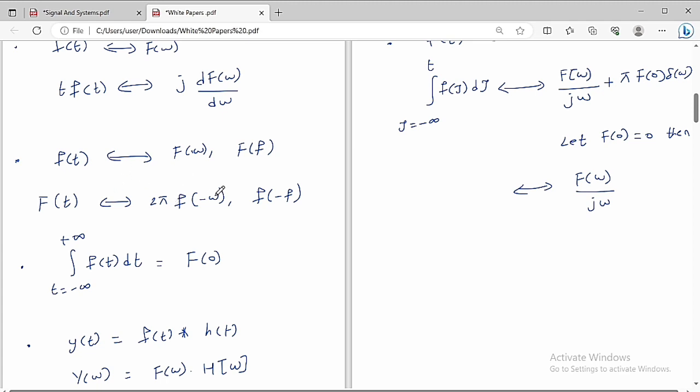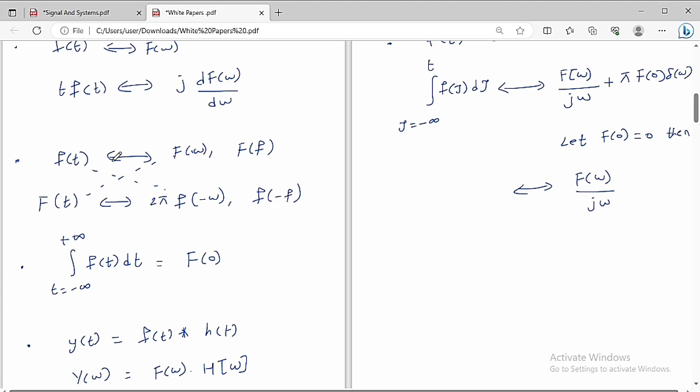So listen carefully. f of t has the Fourier transform F of omega. For capital F of t, the Fourier transform is 2 pi into f of minus omega, which means replace omega by minus omega and multiply by 2 pi. This is in terms of omega. But if you want it in terms of f, it is capital F of f, and here small f of minus f. That's it, replace omega by minus f here.